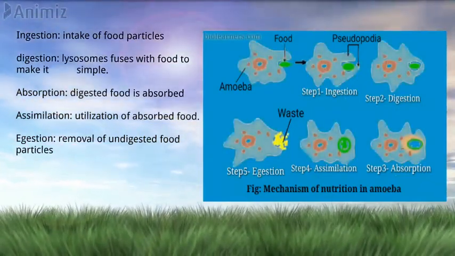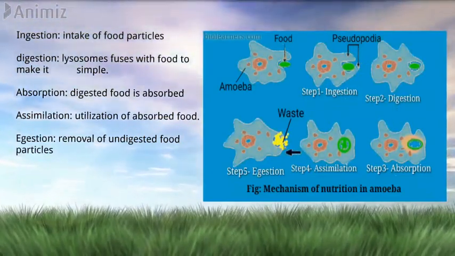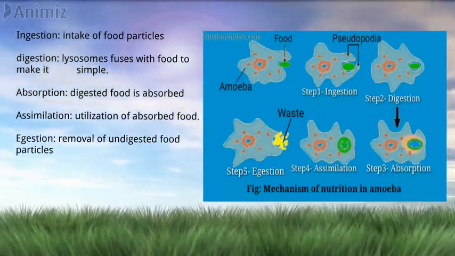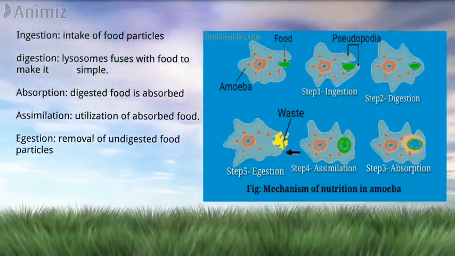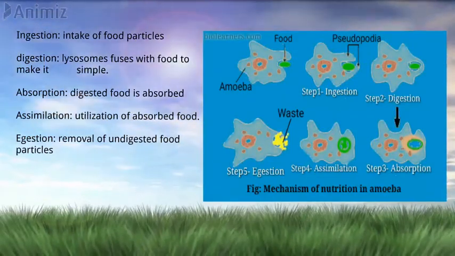The digested food then diffuses into the cell cytoplasm. This process is known as absorption. The absorbed nutrients are used for growth, repair, energy, and storage. This process is known as assimilation.